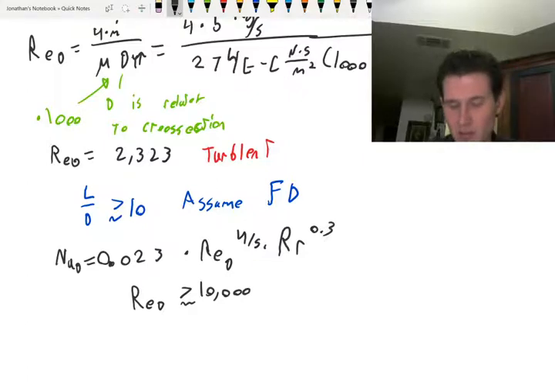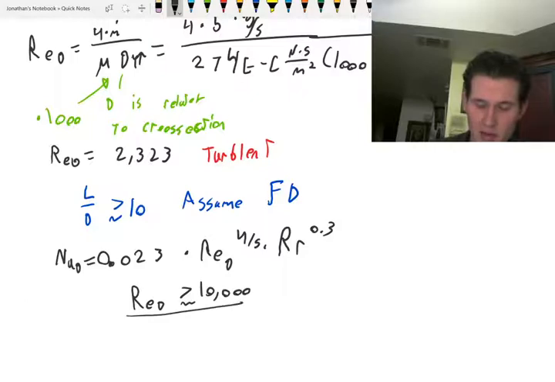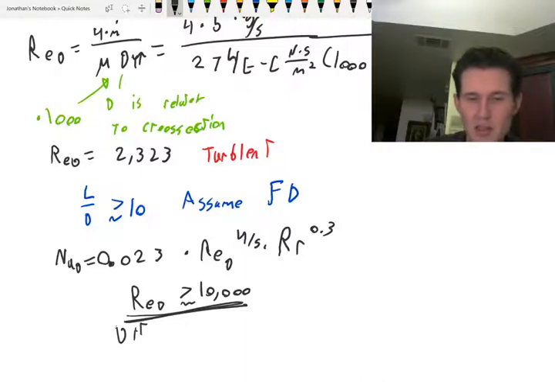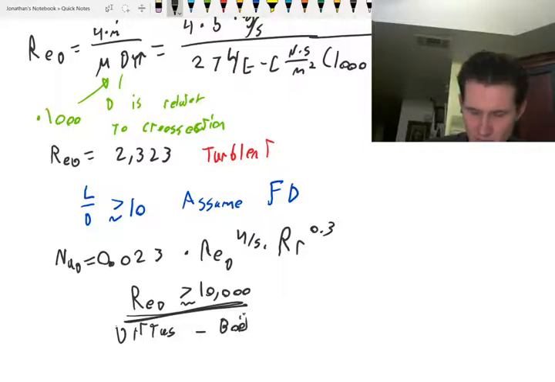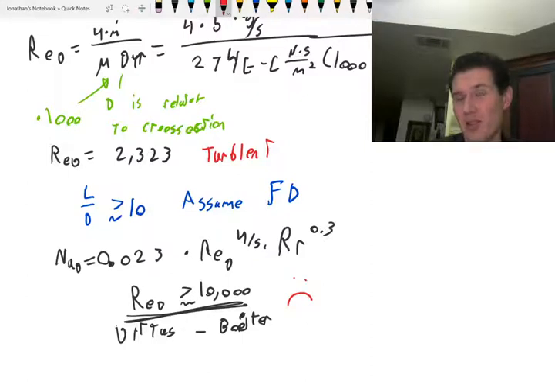That's the condition. What's this saying? Our Reynolds number needs to be greater than about 10,000 to use this nice Dittus-Boelter equation. So is our Reynolds number even close to 10,000? Well, I don't think it's close to 10,000 at all.